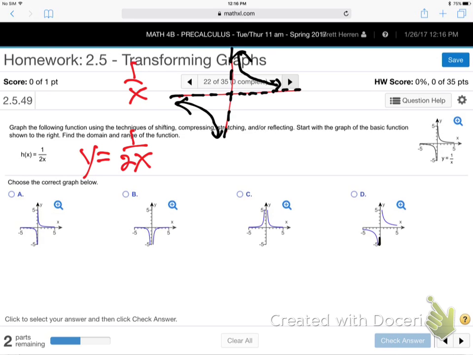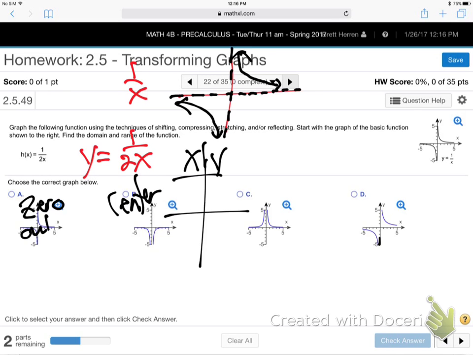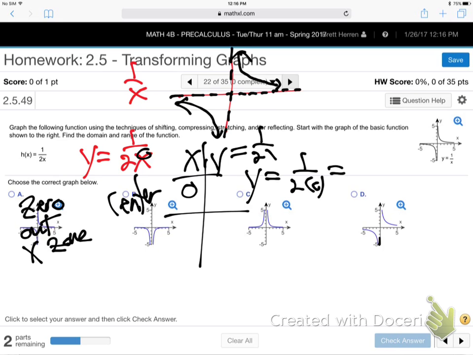All right. So how are we going to graph this thing? Same way. XY table, find the center point. Now, there's something a little more interesting here. I don't know if I've told you about this or not. So what am I going to plug in for X to zero out the X zone? That's always what we do, right? Zero out the X zone. What's going to zero out the X zone? Zero. Just plug in zero there. So y equals 1 over 2 times 0. What's 1 over 2 times 0? 1 over 0, what's that?